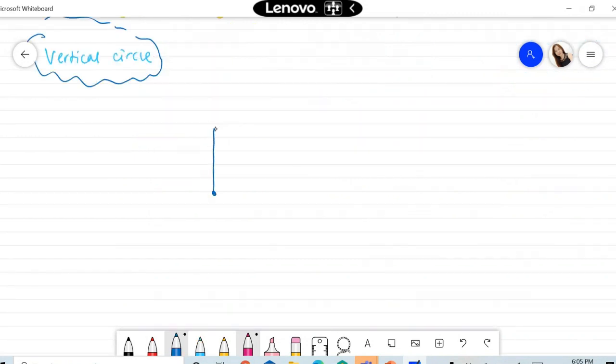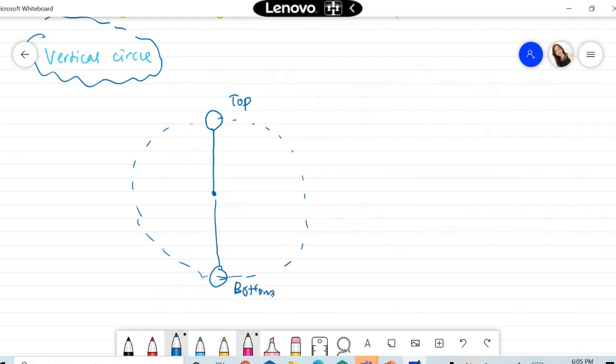I have a string tied up with a ball, then I swing it in a vertical circle, when the ball is at the top and when the ball is at the bottom. So when the ball is on the top, the tension will always be away from the object. So this is the tension, and it is always towards the center. This tension is actually the centripetal force. You can also draw it out at this location.